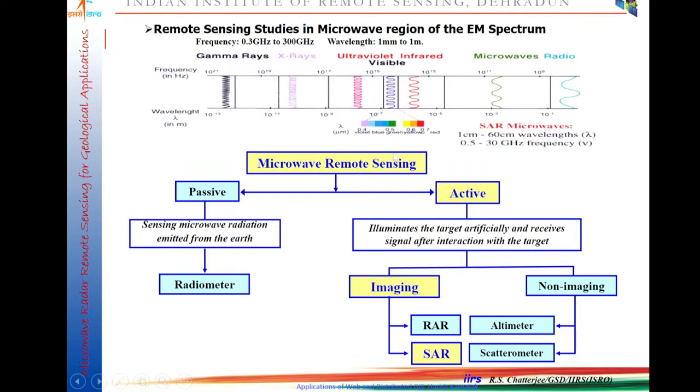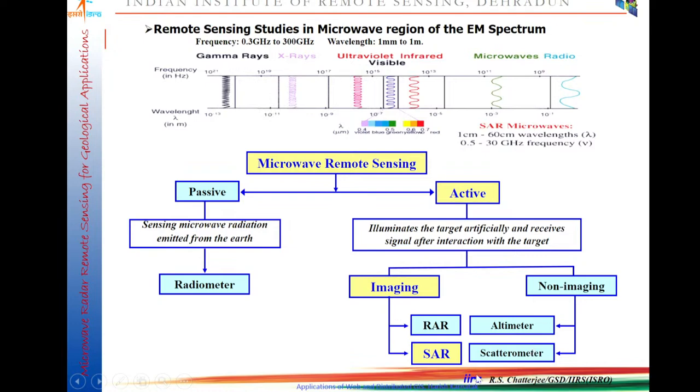And if you see the microwave remote sensing family, it has passive and active remote sensing. In active, again, there is imaging microwave remote sensing by an active microwave instrument, and there may be non-imaging. In the imaging part, there is real aperture radar or side looking airborne radar, and nowadays we are not using real aperture radar but synthetic aperture radar. And non-imaging, there are altimeter and scatterometer.